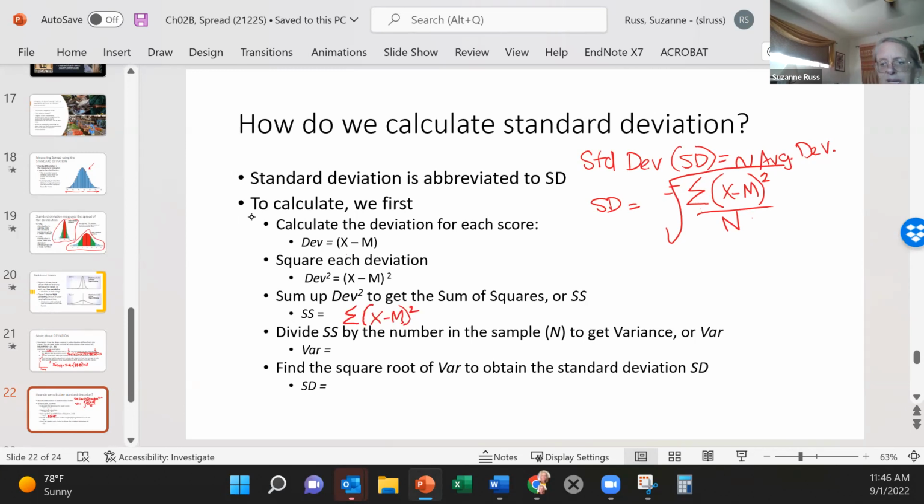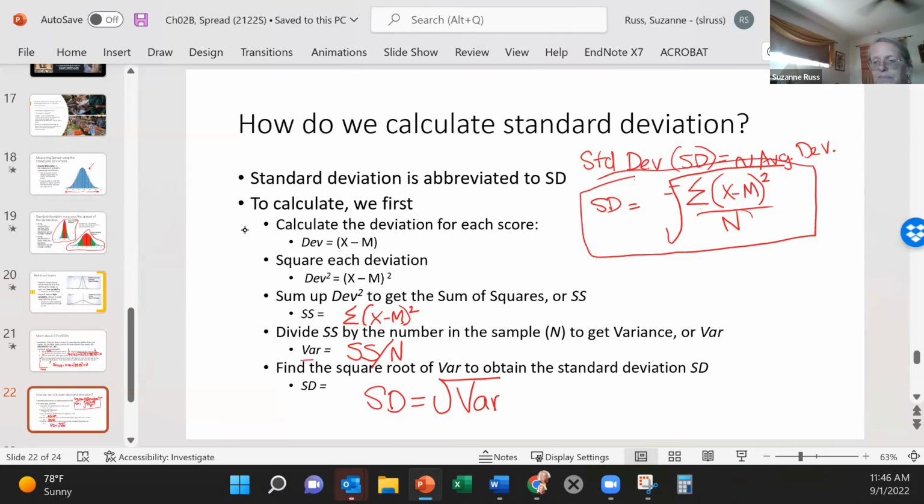Then we're going to divide by n, this step we looked at here, and we're going to get something we call the variance. And the variance is just the sum of squares divided by n. That's our variance. And then we take the square root of that for our standard deviation, which equals the square root of the variance. Those are the steps we're going to follow, and this is the formula in its complete form. But we're going to be using these steps, and so let's do an example now.